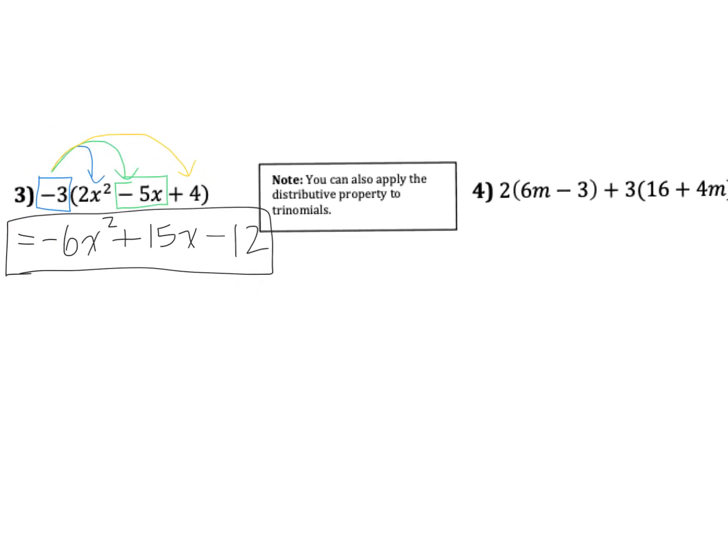Oops, I didn't want that. Let me just get rid of that line. I wonder if I can get rid of that line.